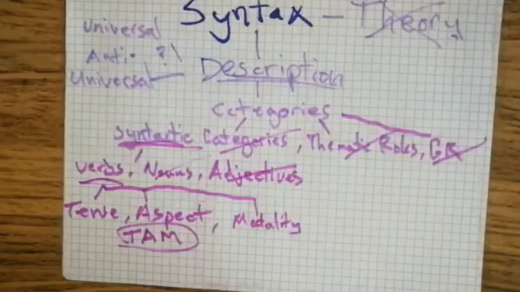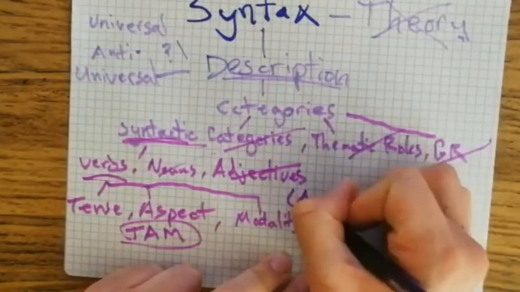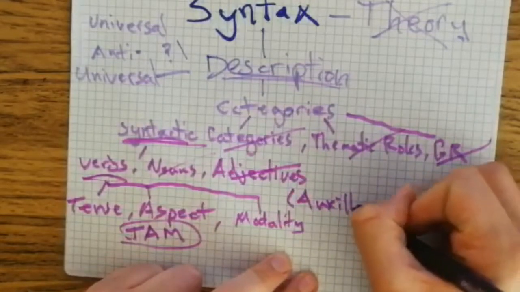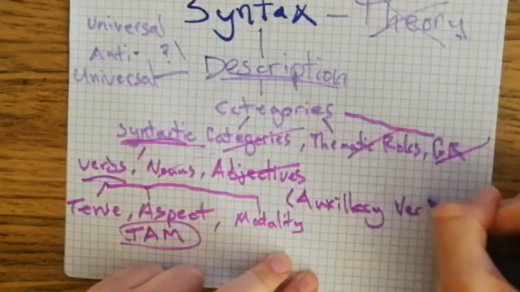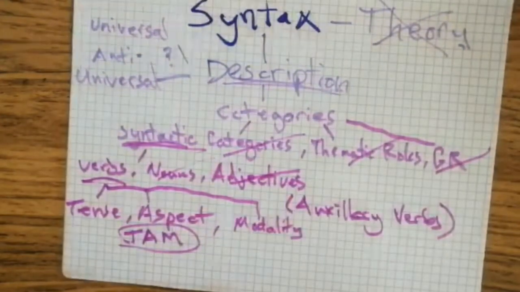And a lot of these in TAM markings, they can be done with inflection, like I said earlier, but it can also be done with auxiliary verbs, things like be, do, have, can, will. Those are all auxiliary verbs, and their primary purpose is to encode TAM-related information. Contrasts involving tense, aspect, modality are often expressed with the use of, or with the help of, auxiliary verbs.